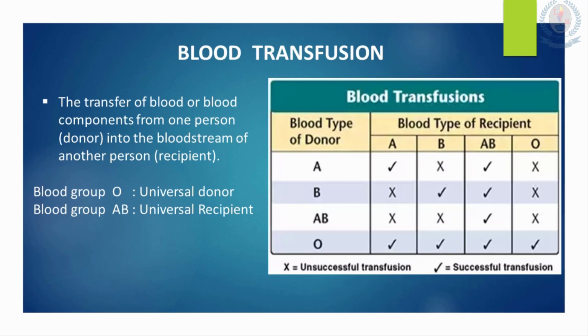About 40% of people in the world have O blood group, and it is safe to give to almost anyone in a transfusion. If you look at this table, you can see that a person who has O blood group can donate blood to any other type, and if you have AB blood group, you can receive any type of blood, and therefore this is called the universal recipient.